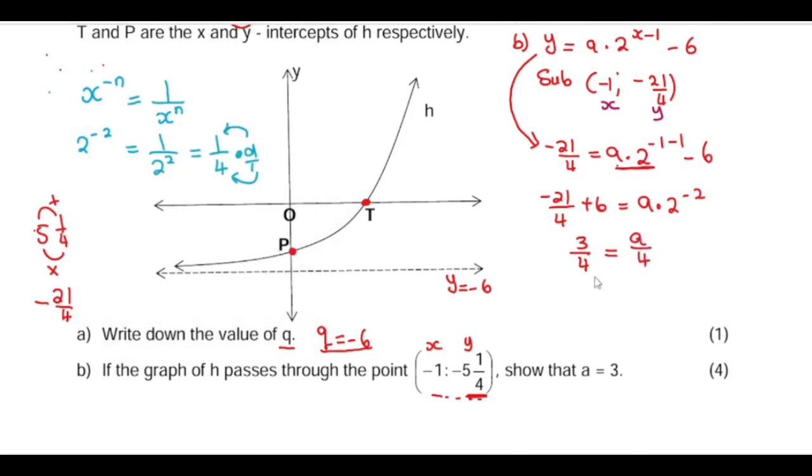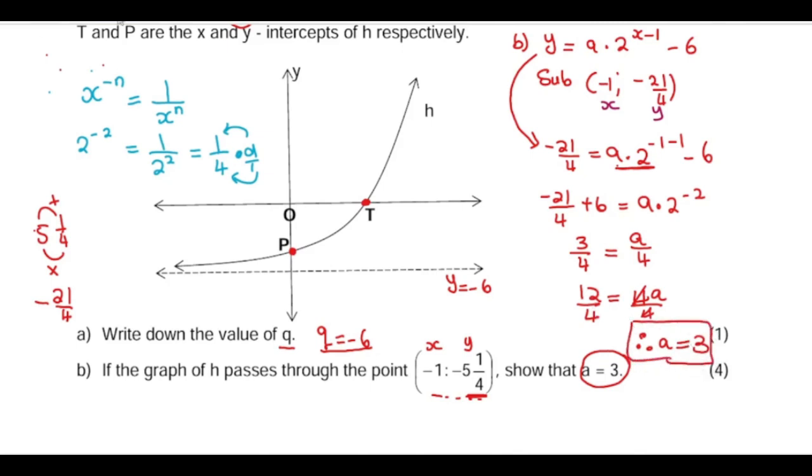I think everyone understands where the a over 4 is coming from. So when you have it like that, you can just cross multiply. 3 times 4, that's 12. It equals 4a. Divide both sides by 4. You should get the value of a to be 3. Therefore, the value of a is, the 4 cancels, 4 goes into 12 3 times. Then we've managed to do the proof.